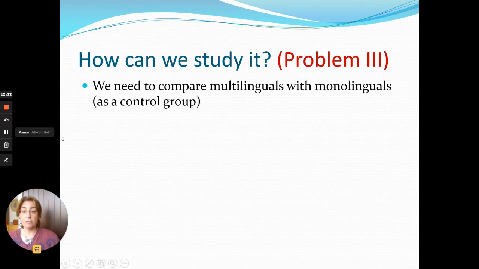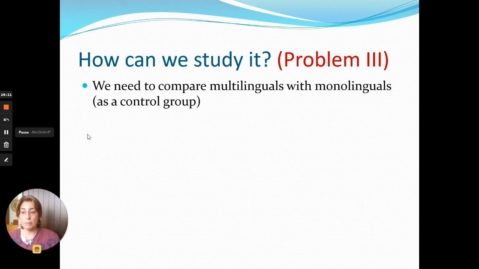Yet another problem, number 3, of how we can study multilingualism is that typically we need to compare multilinguals with monolinguals, because monolinguals will be our control group. We might well be studying monolinguals compared to multilinguals, and multilinguals being the control group. It doesn't really matter, but the thing is that we are comparing people or groups of people that differ on the axis of how many languages, how many linguistic systems they have or they use on a regular basis.